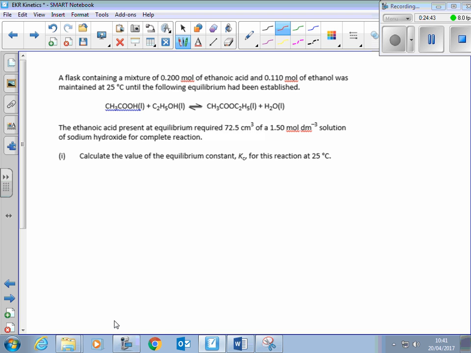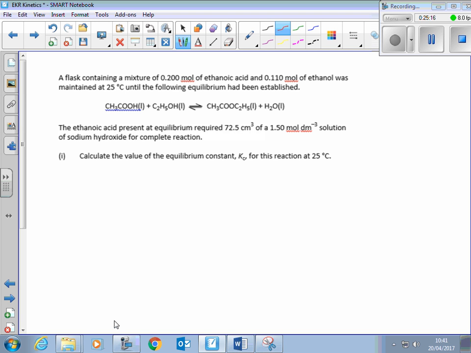Okay. Now, let's work through the information first. A flask containing a mixture of 0.2 moles of ethanoic acid and 0.110 moles of ethanol was maintained at 25 degrees C until the following equilibrium had been established. All right, so those were our starting values, those are not the reacting values, those are not the equilibrium values.